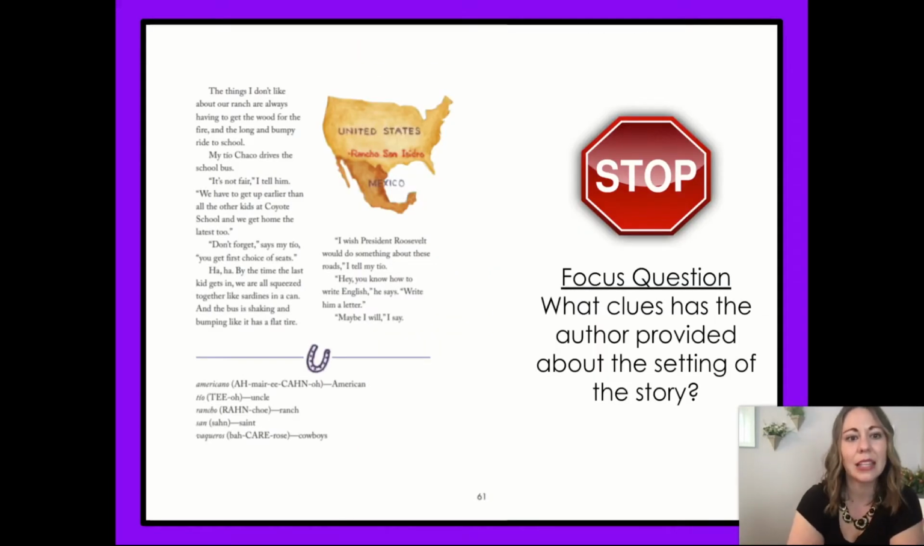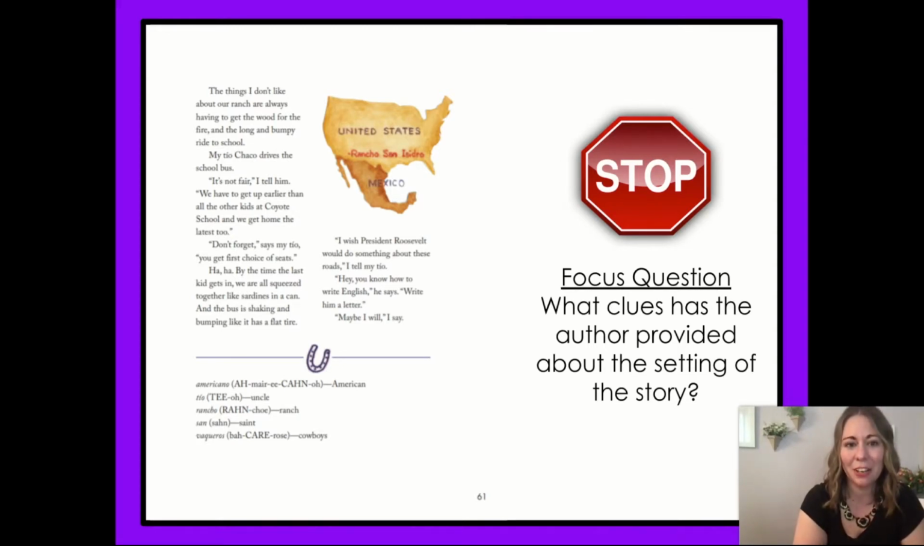Interesting. The things I don't like about our ranch are always having to get the wood for the fire and the long and bumpy ride to school. My Tío Chaco drives the school bus. It's not fair, I tell him. We have to get up earlier than all the other kids at Coyote school, and we get home the latest too. Don't forget, says my Tío, you get the first choice of seats. Ha, ha. By the time the last kid gets in, we are all squeezed together like sardines in a can, and the bus is shaking and bumping like it has a flat tire. I wish President Roosevelt would do something about these roads, I tell my Tío. Hey, you know how to write English, he says. Write him a letter. Maybe I will, I say.